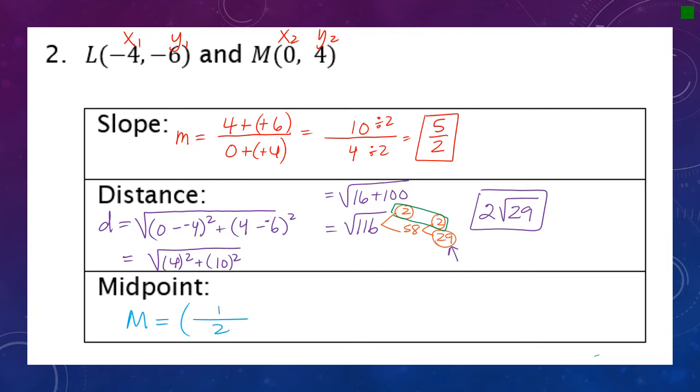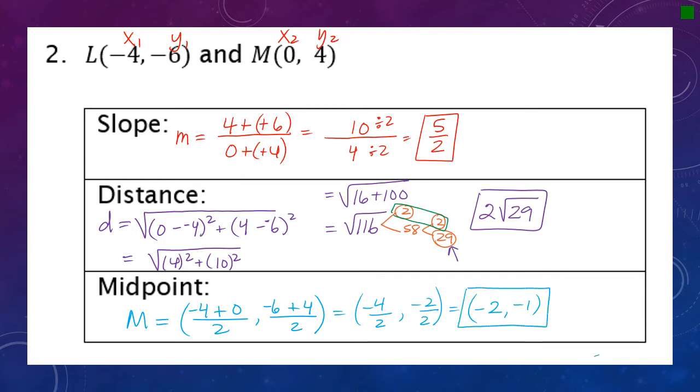So I'm going to set up my formula. And now I'm going to plug in x1 plus x2 would be negative 4 plus 0. And then y1 plus y2 would be negative 6 plus 4. So negative 4 plus 0 is negative 4 divided by 2. And negative 6 plus 4 is negative 2 over 2. And then finally, negative 4 divided by 2 is negative 2. And negative 2 divided by positive 2 is negative 1. So our midpoint would be negative 2, negative 1.